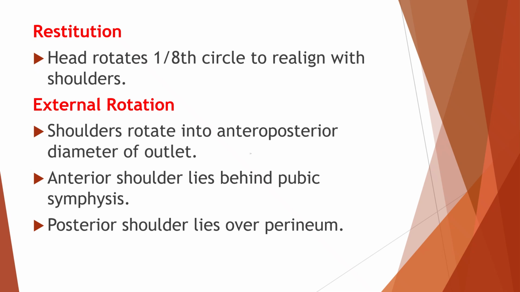During this movement, the baby's shoulders rotate to come into the anteroposterior diameter of the pelvic outlet. As this happens, the head also turns slightly outside. In this position, the anterior shoulder lies behind the pubic symphysis, while the posterior shoulder lies over the perineum. This rotation prepares the shoulders for delivery.